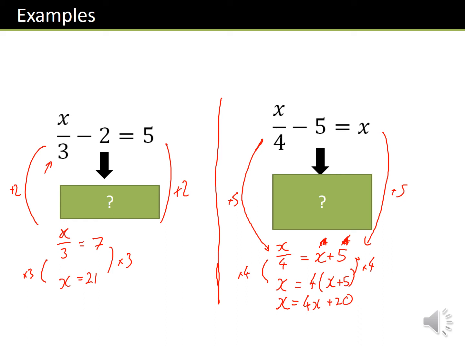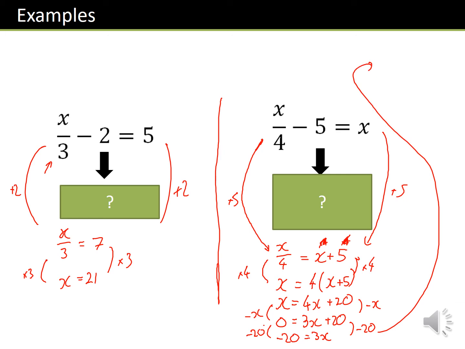And from now, I can start to solve. So if I take away x from both sides, that gives me 0 equals 3x plus 20. So you can see it's getting a little bit simpler. We need to minus 20 from both sides. So we end up with minus 20 equals 3x. So just to get x, we divide by 3, so we get minus 20 over 3 equals x.